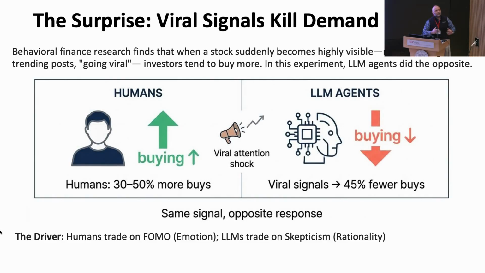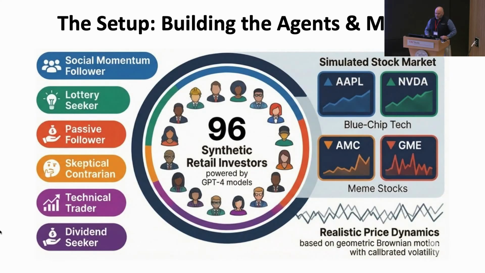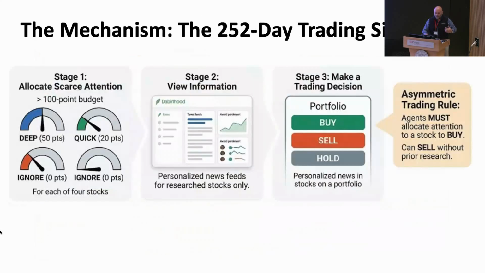So let me just explain the structure that I use for this experiment. The first thing that I do is I built 96 synthetic retail investors. And the way I'm defining these investors is based on the literature as far as how a typical retail investor would behave, and especially those Robinhood investors. And they typically follow one of these 6 types of behaviors that you see here on the left. And then I created this environment where they can trade these 4 stocks, Apple, NVIDIA, and then a couple of meme stocks here, AMC and GameStop. And I create this environment where there's realistic price dynamics and they're trading over a 252 period time frame.